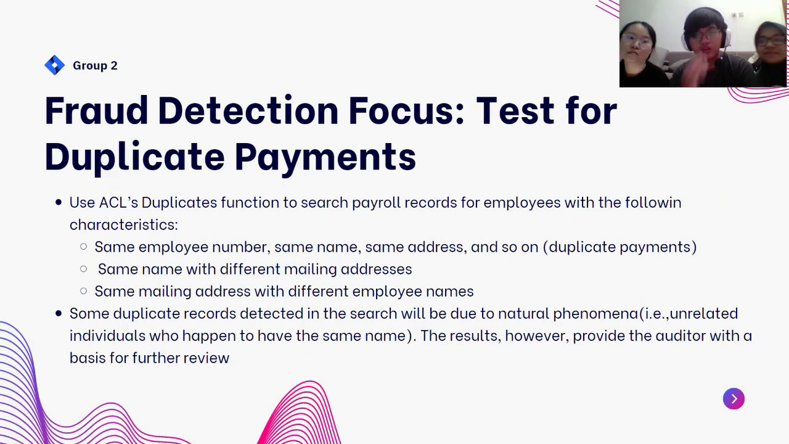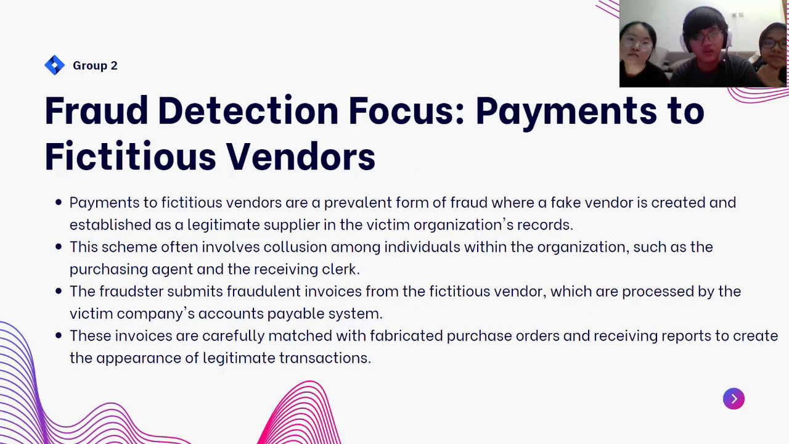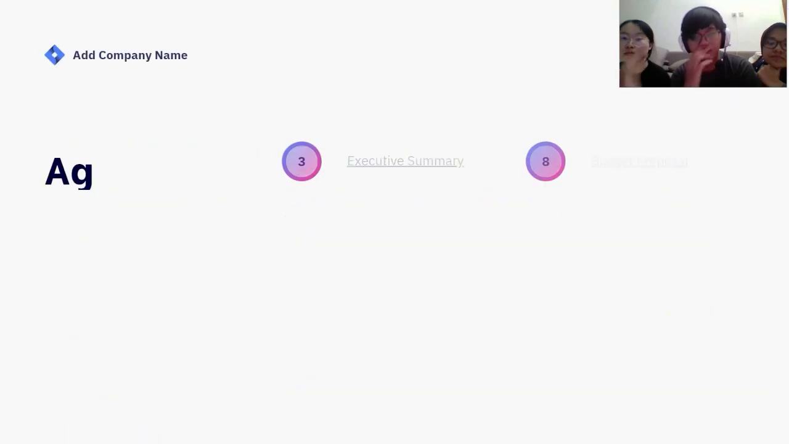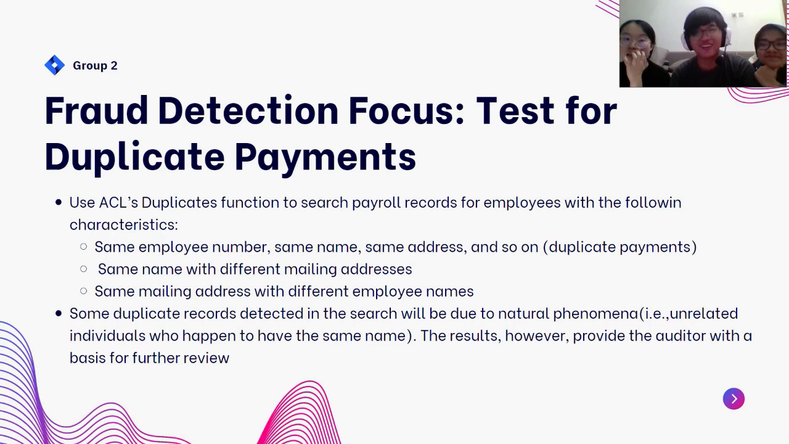The next one is testing for duplicate payments to employees. Basically, we want to find duplicates with the same employee number, the same name, the same address, and so on; the same name with a different mailing address; and the same mailing address with different employee names. Some duplicate records detected in the search will be due to natural phenomena. However, they need further review and analysis.